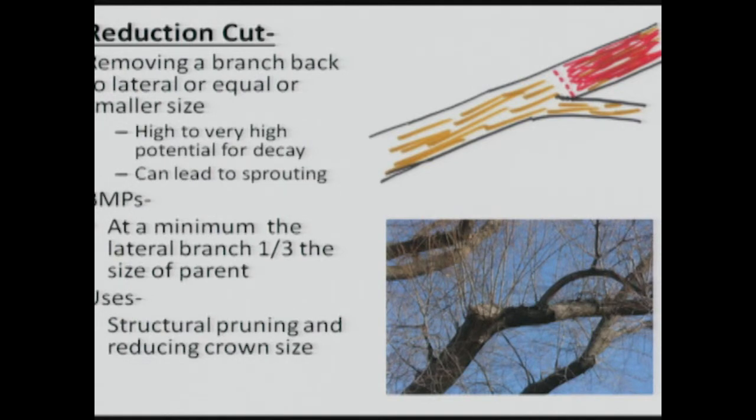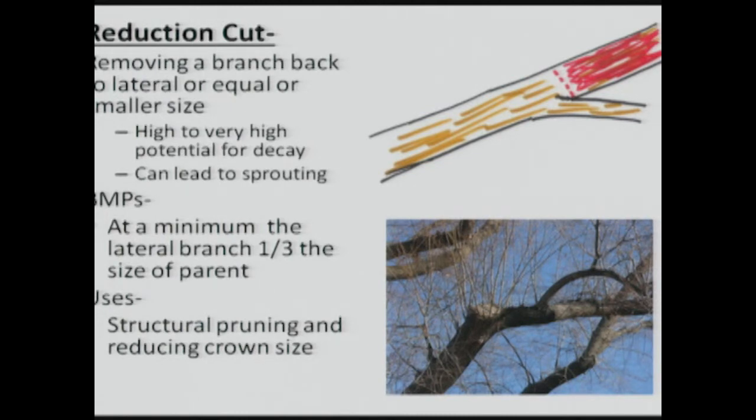In terms of the management practices for this cut, there's pretty good research showing that the lateral branch you make the cut back to needs to be at least a third the size of the parent branch in order to take over as a leader. That's a pretty standard rule. It's been around for a long time. I'm sure most of you know it. If it's smaller, you can get sprouting or dieback or just negative things for the tree. So you want to make sure the branch is large enough to take over.